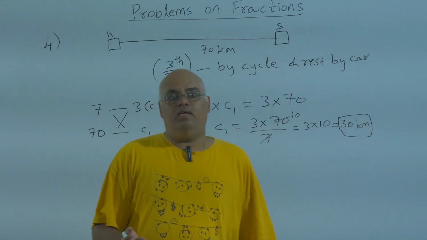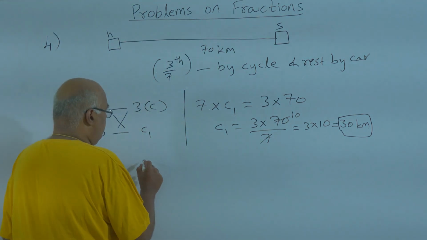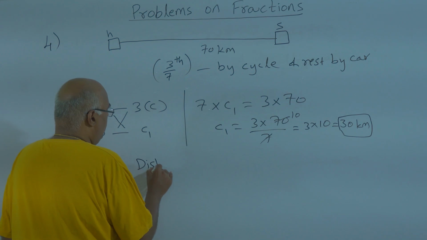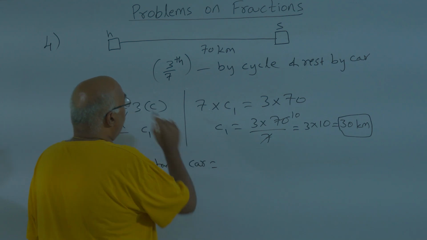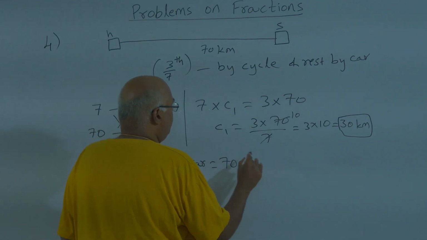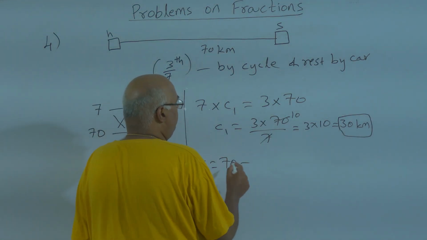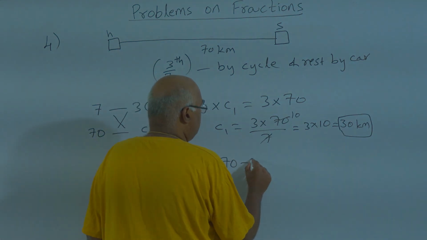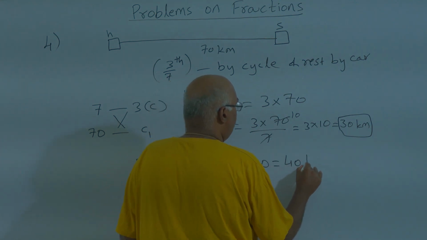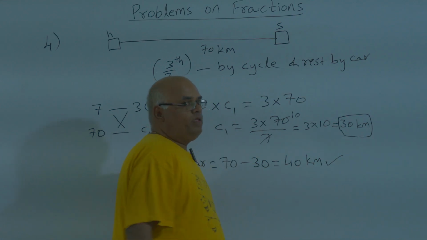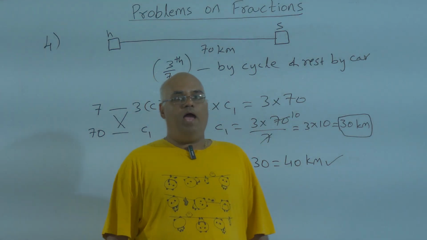So the rest of the distance he is covering by car. So how much distance is he covering by car? Total distance covered by car is equal to total distance, 70 kilometers, minus the distance he is covering by cycle, 30 kilometers. Subtract that 30 kilometers from the total distance. So this is equal to 70 minus 30, which is equal to 40 kilometers. So Rohit is covering 30 kilometers by bicycle and the remaining 40 kilometers by car.